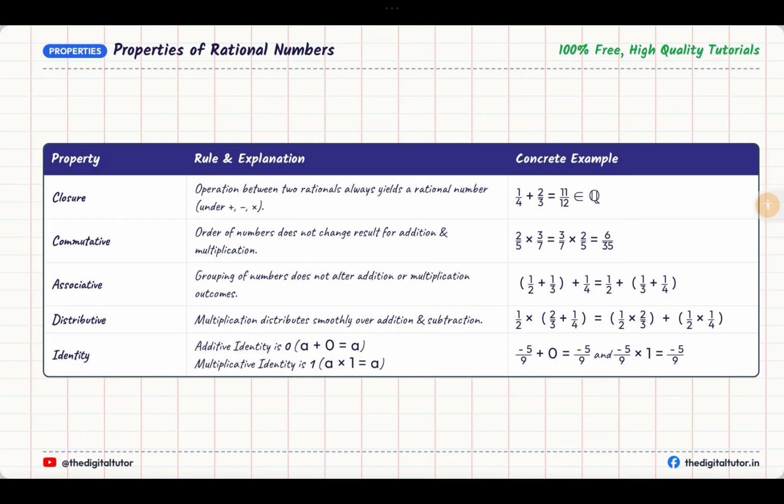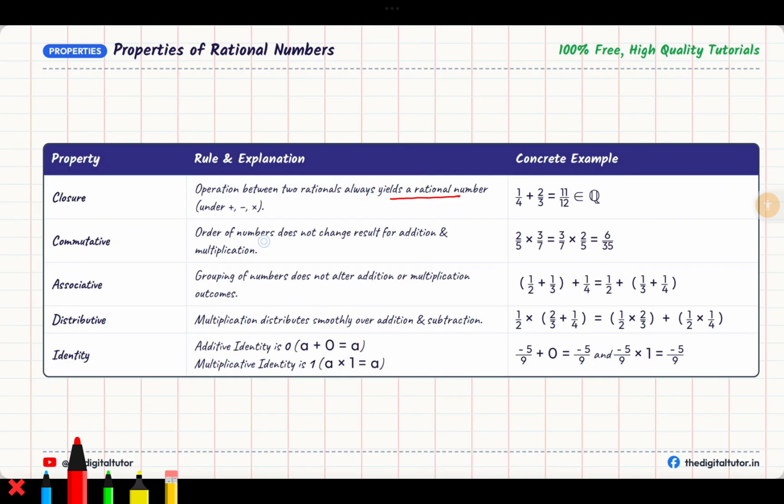Now in this slide we'll look at the properties of rational numbers. The first property is closure. An operation between two rational numbers, like addition, subtraction, or multiplication, will always yield a rational number. Here is an example: adding 1 by 4 with 2 by 3 results in 11 by 12. So all of them are rational numbers.